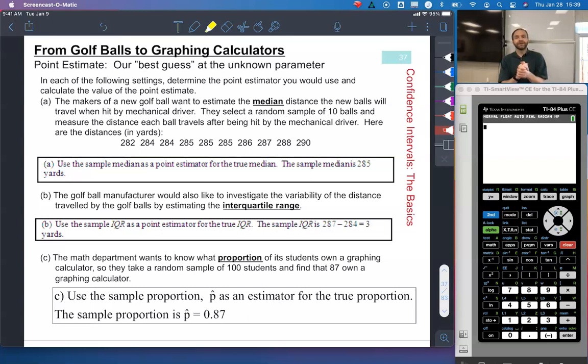If I want to estimate the true proportion, I'm going to use the sample proportion, p hat. And if I found 87 from my random sample of 100, I would say the p hat is 0.87. So this is meant to show you that the point estimator for an unknown parameter is the statistic of that one.